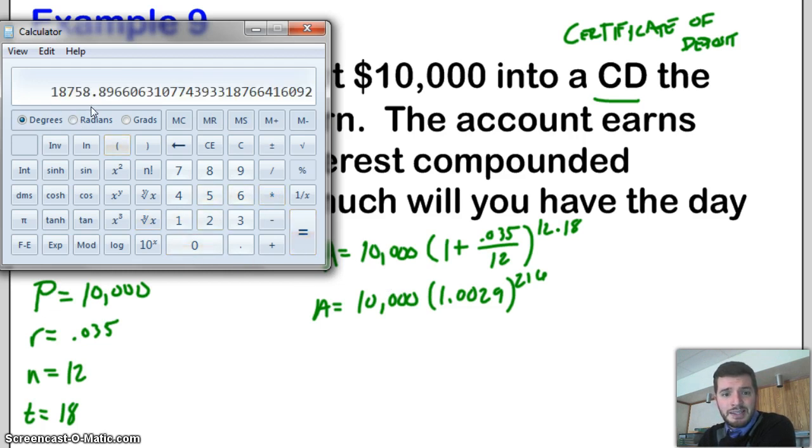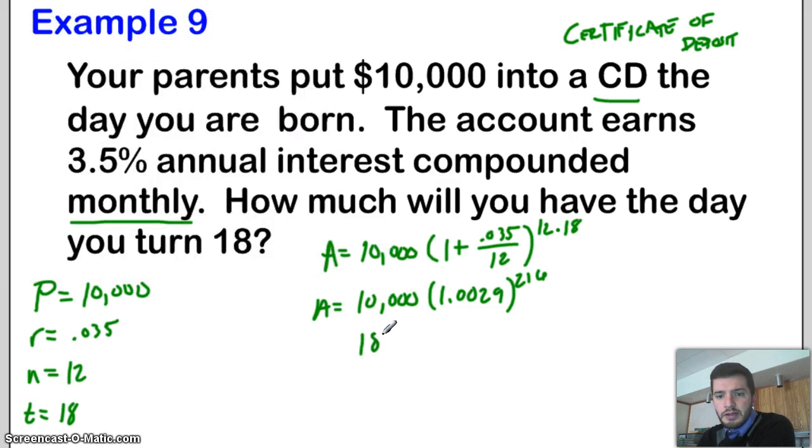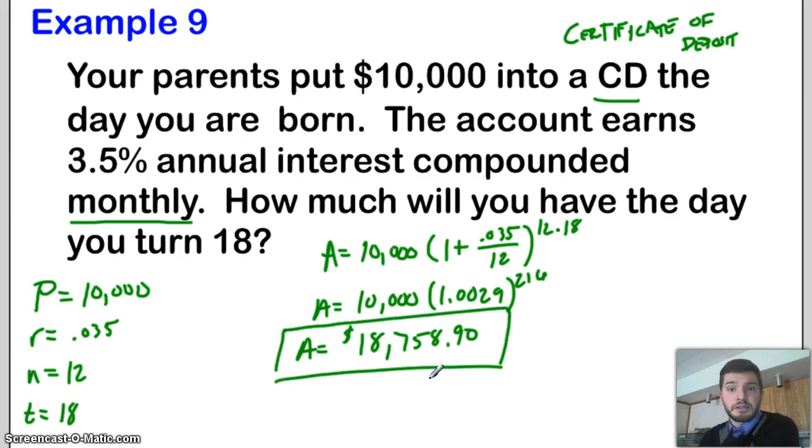And you get $18,758, and let's just round up to 90 cents. So $18,758.90, and that's going to be the amount you get on your 18th birthday. Must be nice.